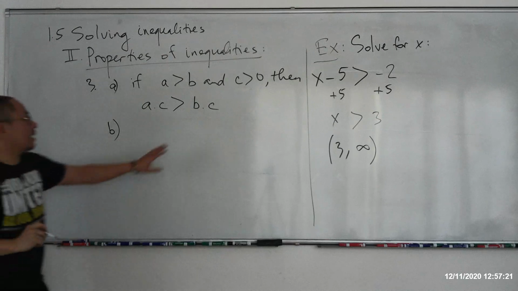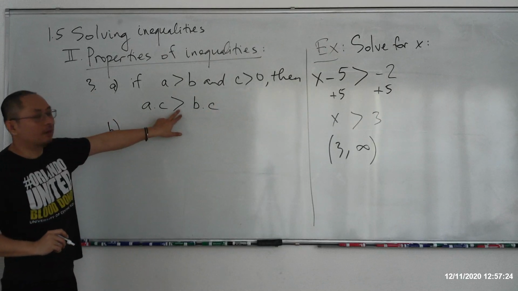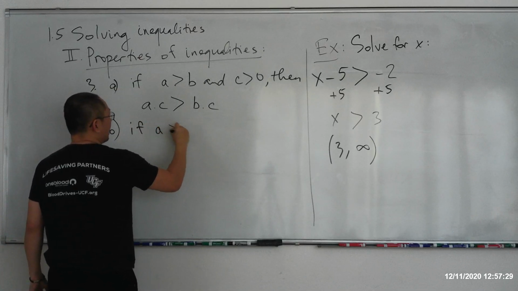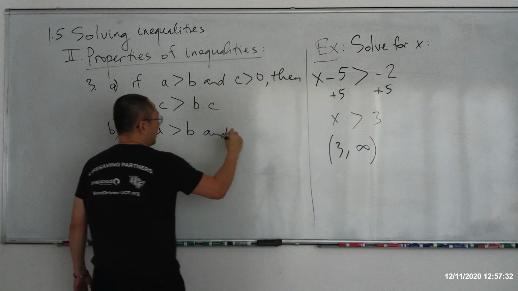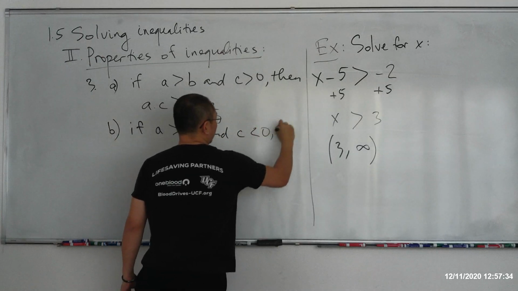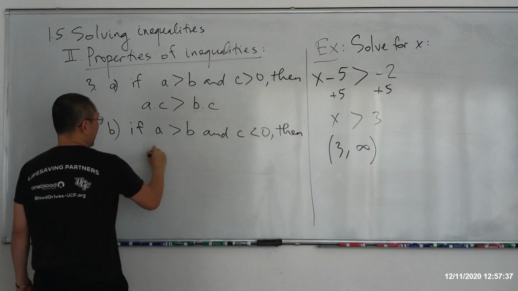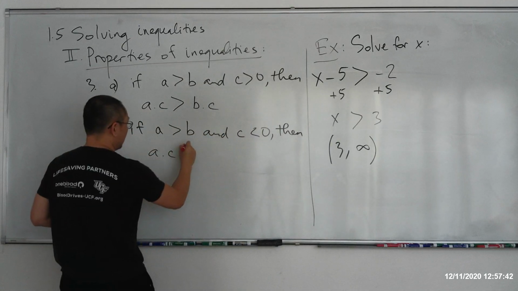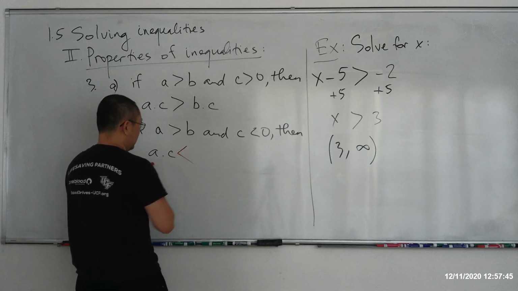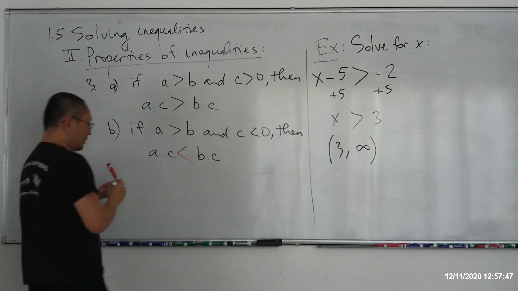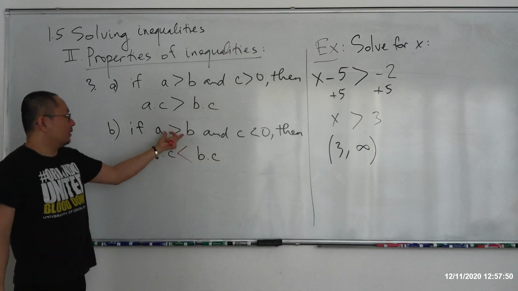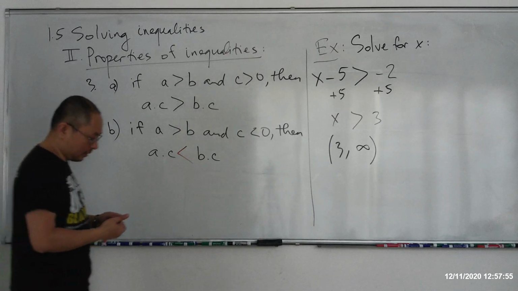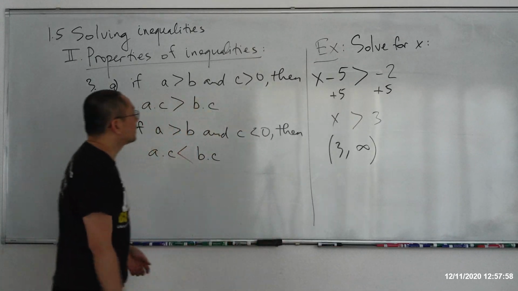Now if you multiply both sides by a negative number, guess what happens? You're going to flip the inequality. So let me write here. If A is greater than B and C is negative, then A times C will be, let me emphasize by using red color, less than B times C. And of course it's going to work the same way if you have other inequalities like greater than or equal to, less than or equal to. It's going to work the same way. Okay, so let me give you another example.